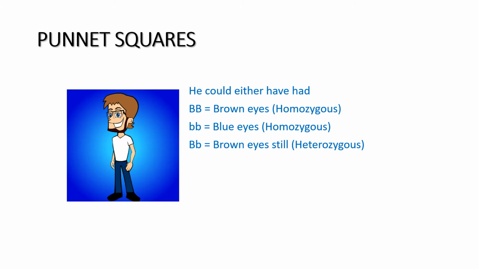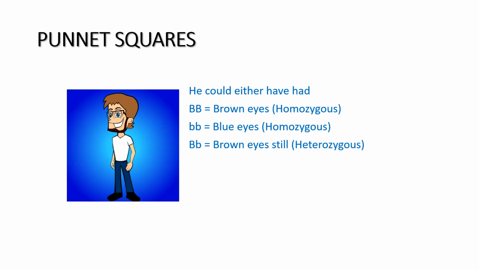Here we go through some definitions of homozygous, heterozygous, genotype, and phenotype. Homozygous: an individual with two identical alleles for a characteristic, for example, capital B and capital B, or small b and small b. Here, brown color is the homozygous, or blue eyes is the homozygous, small b and small b. Heterozygous: an individual with different alleles for a characteristic, capital B and small b. Here, the brown color is the heterozygous.